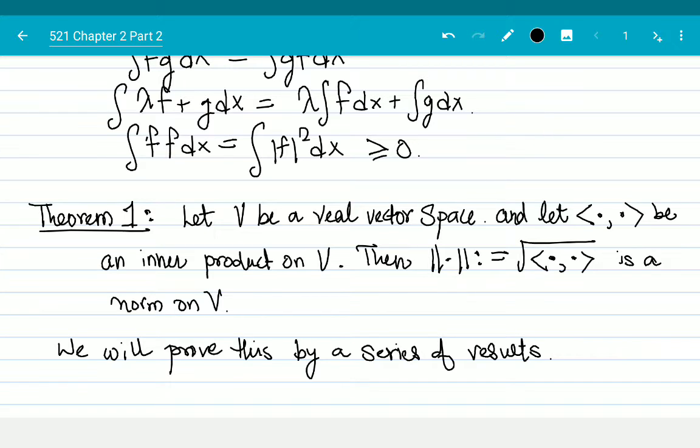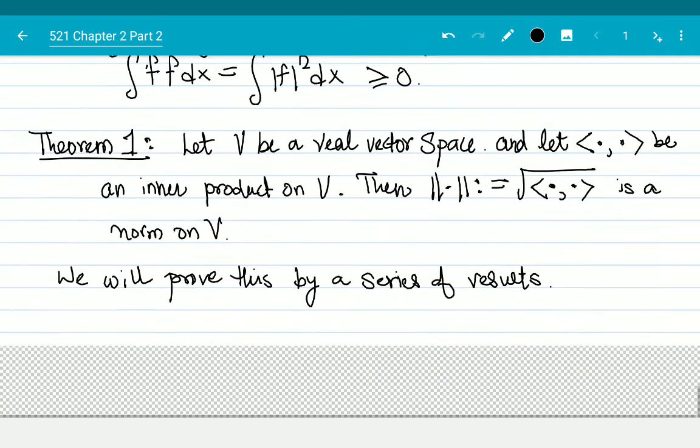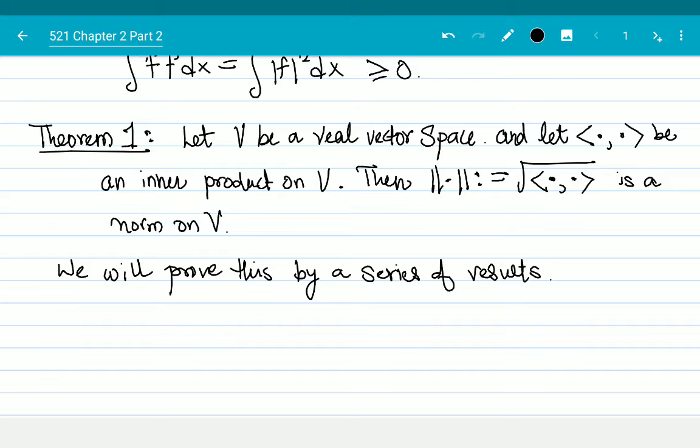So the proof is not going to be one step. We are going to go through a number of steps, and that will eventually give us the proof. This will also imply that the norm that we did before, which is our standard Euclidean norm, is actually a norm.